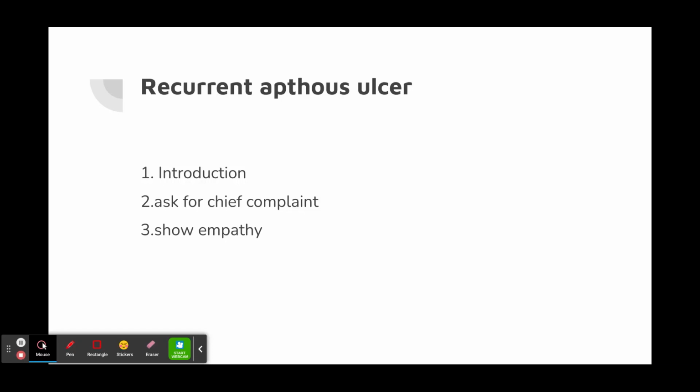Next is show empathy. So how do you show empathy? You don't have to be sympathetic, you have to show empathy. Once the patient says, I'm having this ulcer and it's really painful, to show empathy you will say, sorry to hear about that, but don't worry, we'll do something about this today. But before going ahead, I'll have to ask you a few questions. This is how you will take your conversation towards what you really want to know.